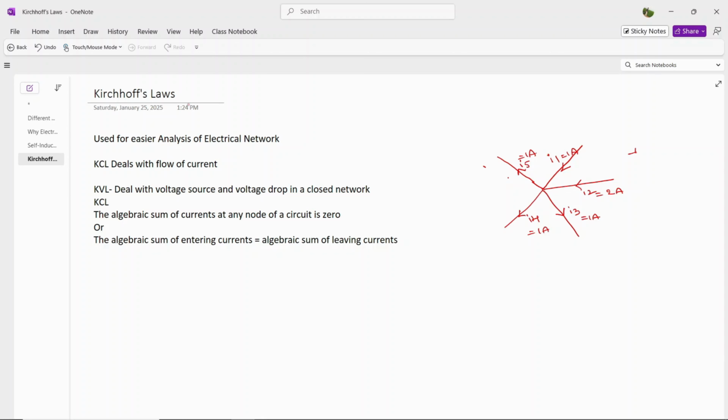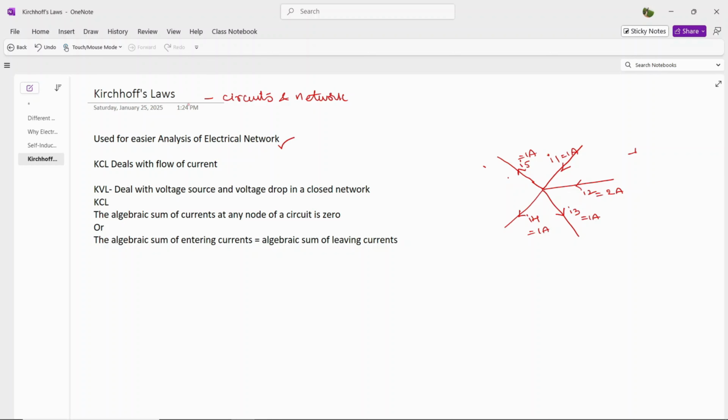Today we are going to discuss the basic Kirchhoff's laws used in the circuits and networks subject. If you understand these laws, you will be very professional in solving all the problems of circuits and networks. So let's discuss the importance of these laws. Basically, the KCL and KVL laws are designed for easier analysis of an electrical network.